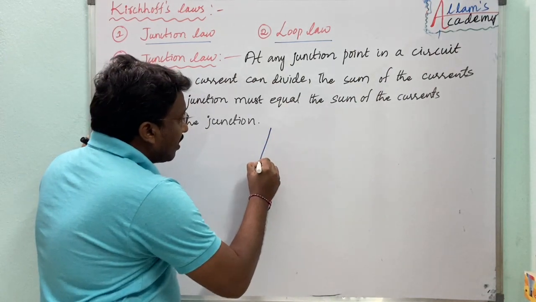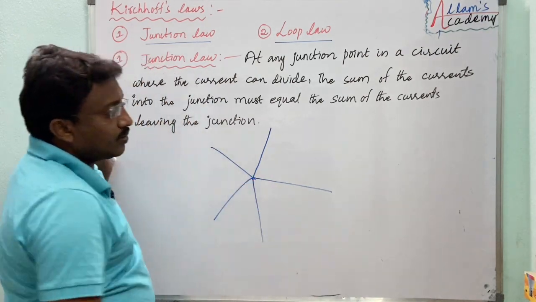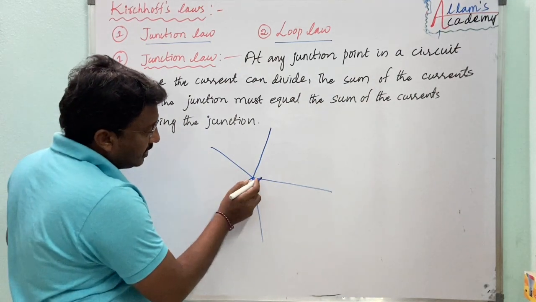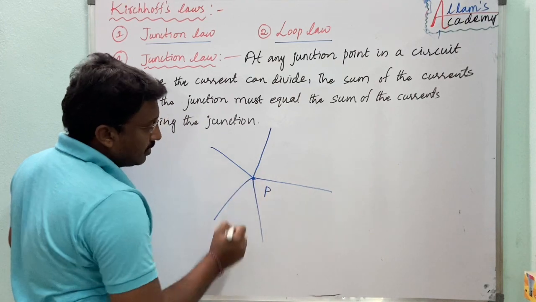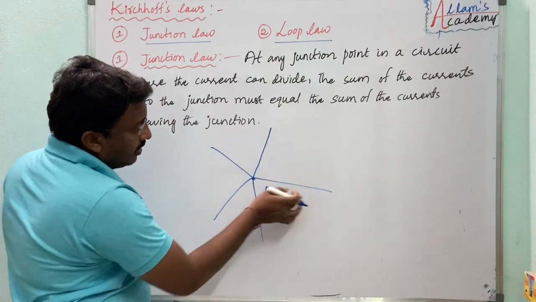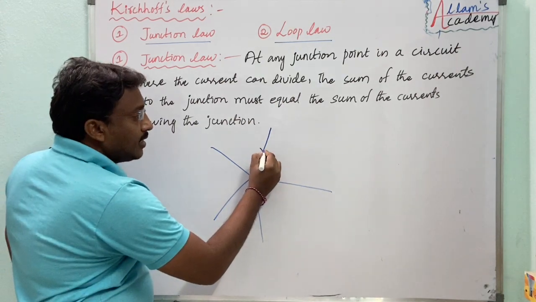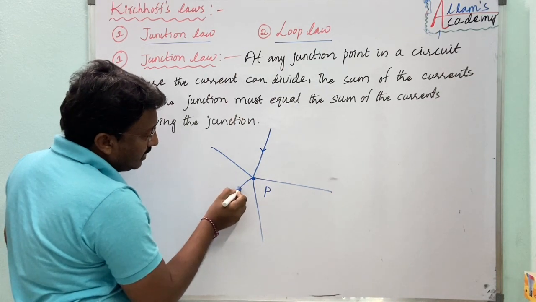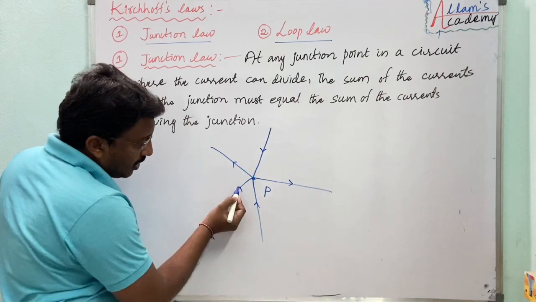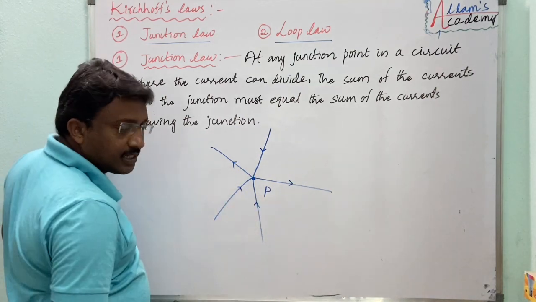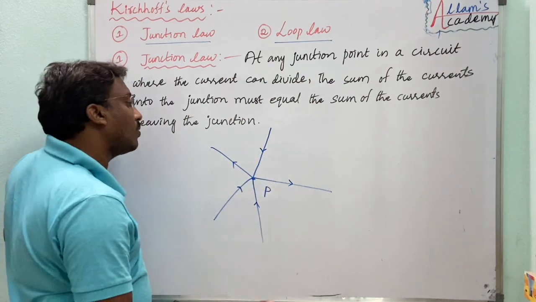So here different circuits are given. Here this is a junction. Let P be the junction. Why? Because here the different circuits are joined. In this case, some currents are incoming, some are outgoing. The arrow marks towards the junction show incoming current. Arrow marks outside are outgoing current.